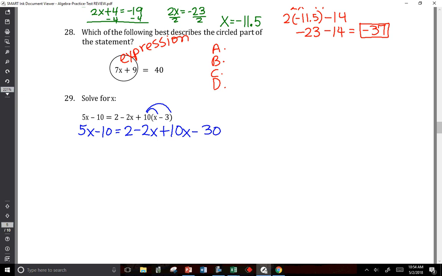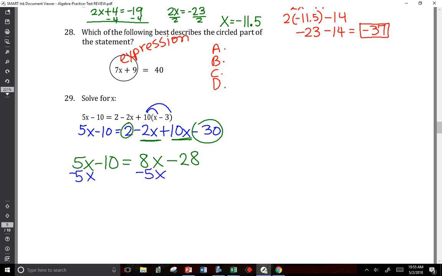Is that right? Yep. Now what? I personally would subtract 5x from both sides because I try to deal with the x's first and keep them positive. But there are lots of things you can do, in any order. So we have negative 10 equals 3x minus 28. Then we want to add 28 to both sides. So 18 equals 3x. Then we want to divide both sides by 3. So 6 equals x. Any questions on that one?